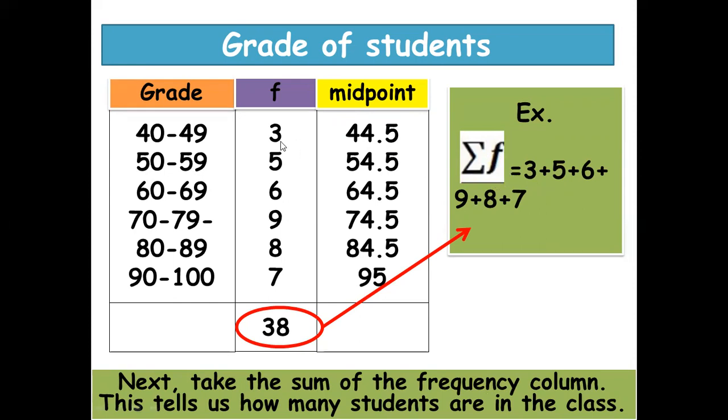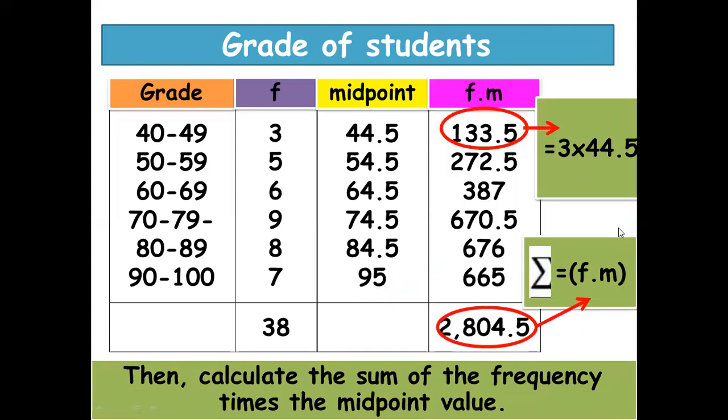Now the next thing we're going to do is find the sum of f, or the frequency. We just add up all the numbers right here: 3 plus 5 plus 6 plus 9 plus 8 plus 7 equals 38. Again, we take the sum of the frequency column, and this tells us how many students are in the class.